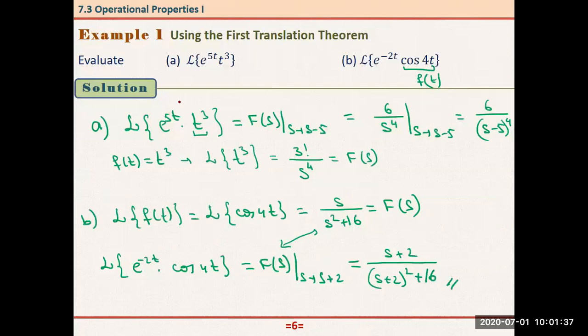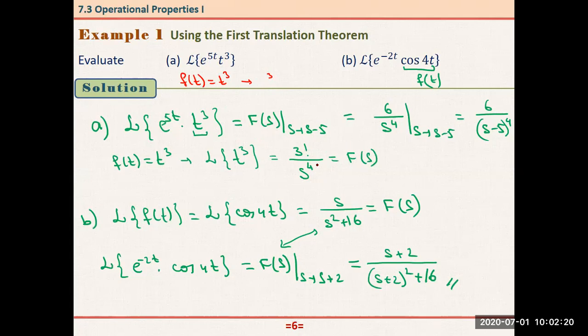With this example, using the first translation theorem, evaluate the Laplace transform of e to the power 5t times t cubed. First we have to identify that t cubed is our f function, f of t equals t cubed. We know the Laplace transform of this function is 3 factorial over s to the power 4, and that is our F of s.